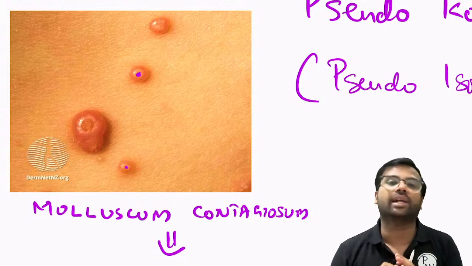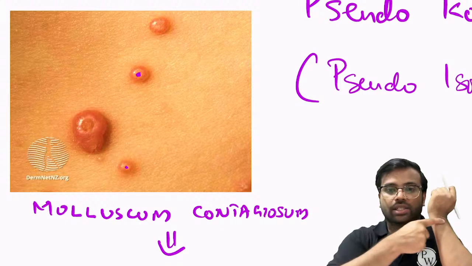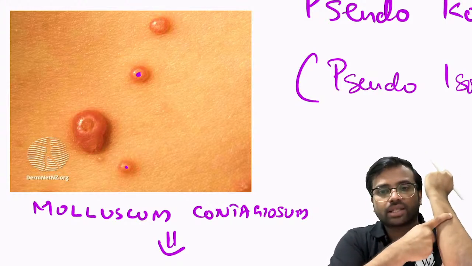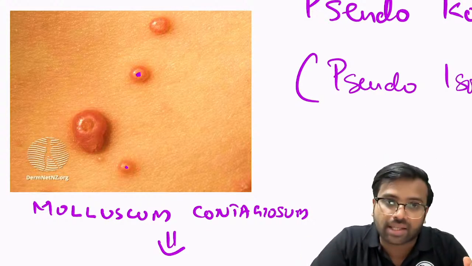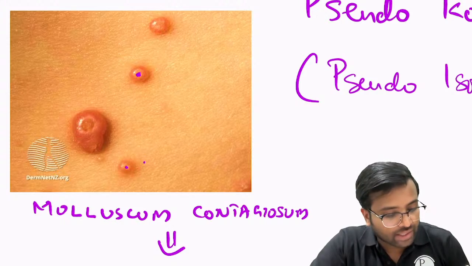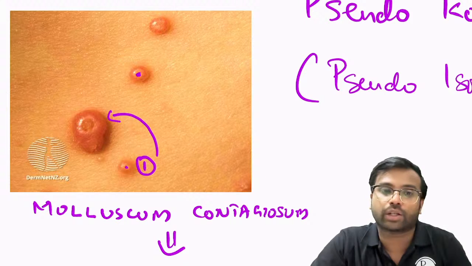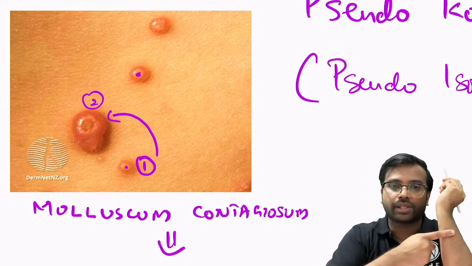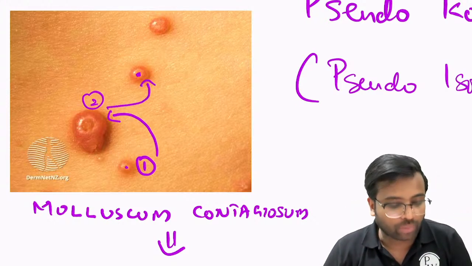Similarly, when a child develops molluscum contagiosum, the child will always touch this lesion. After touching this, they will also touch the adjacent skin. So when they touch the adjacent skin, if this is the first lesion to develop, in some time the second lesion also develops. This is the second lesion. So because of touching the lesion and touching the normal skin, this virus goes from here to here.